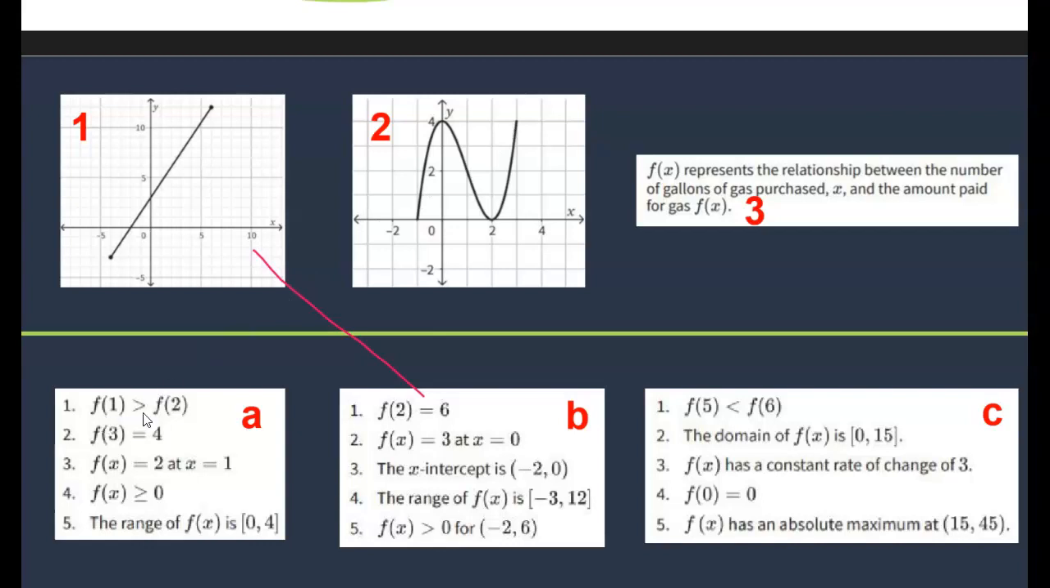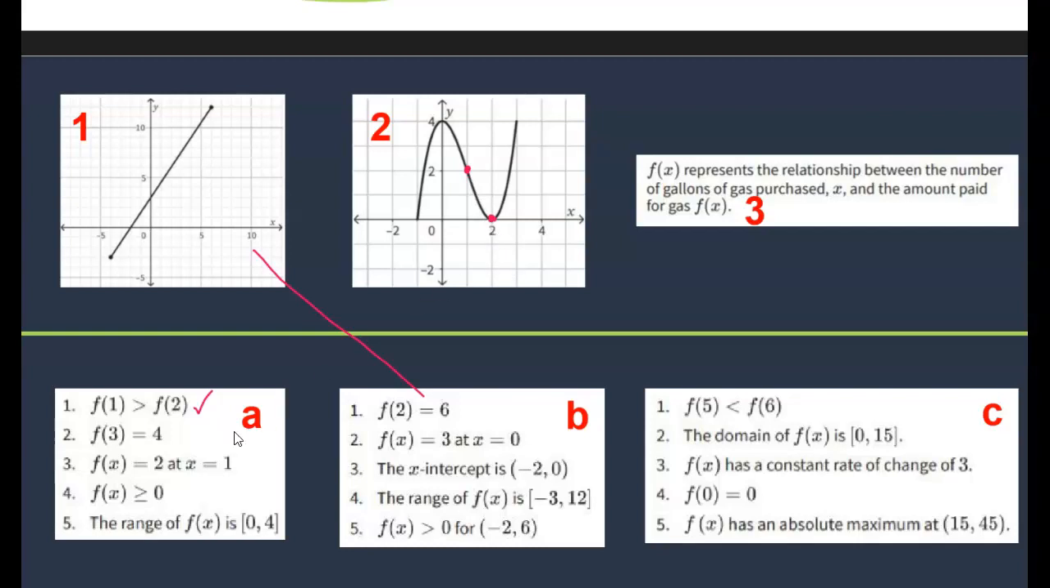F of 1 is greater than f of 2. So we're going to go to x equals 1 up to here. That's where it meets the function. And then f of 2, x is 2, that's where it meets the function right there. Is f of 1 higher than f of 2? It sure is. Yeah, that's accurate. F of 1 is greater value. That means f is decreasing at that point.